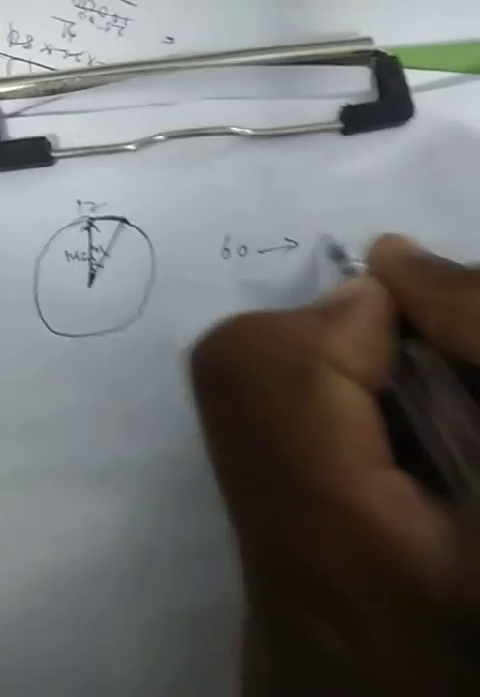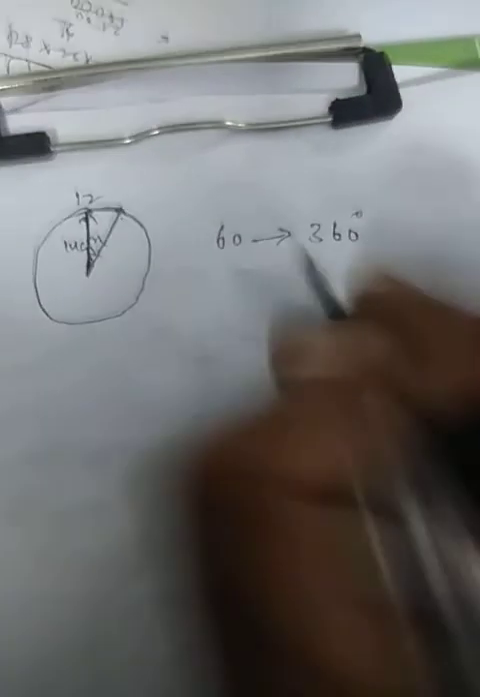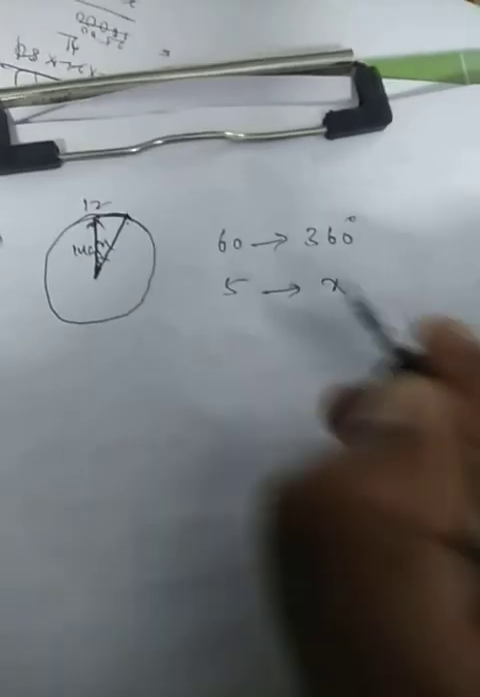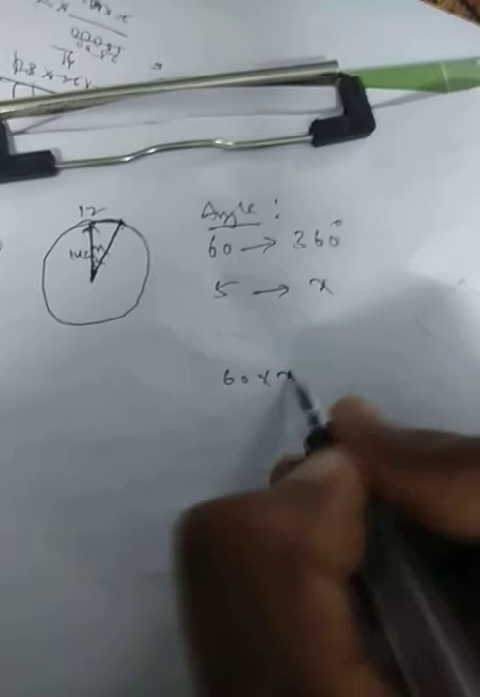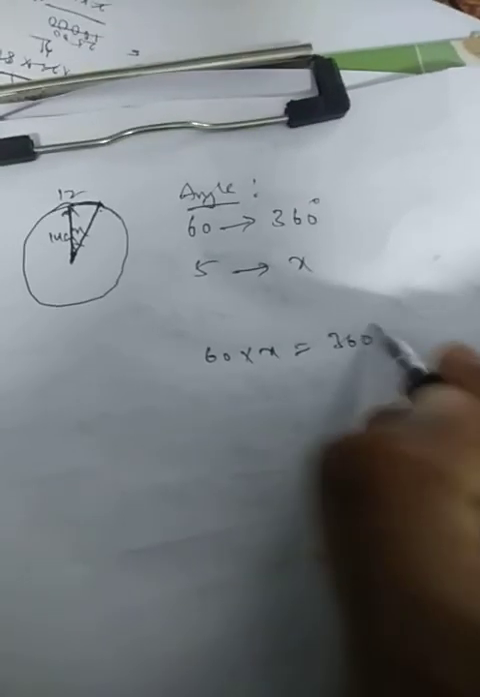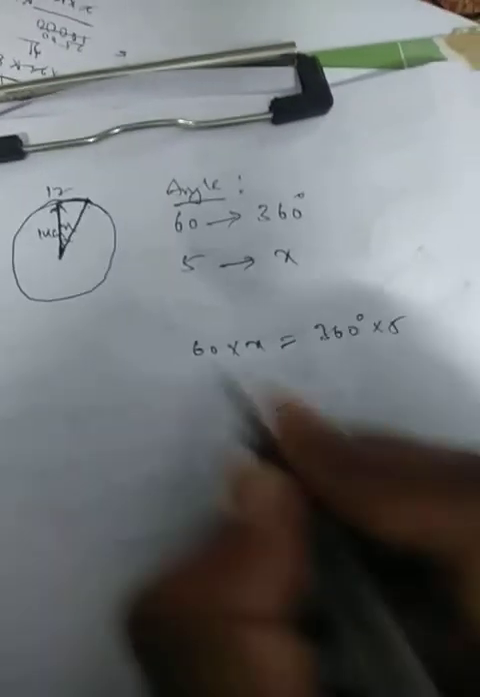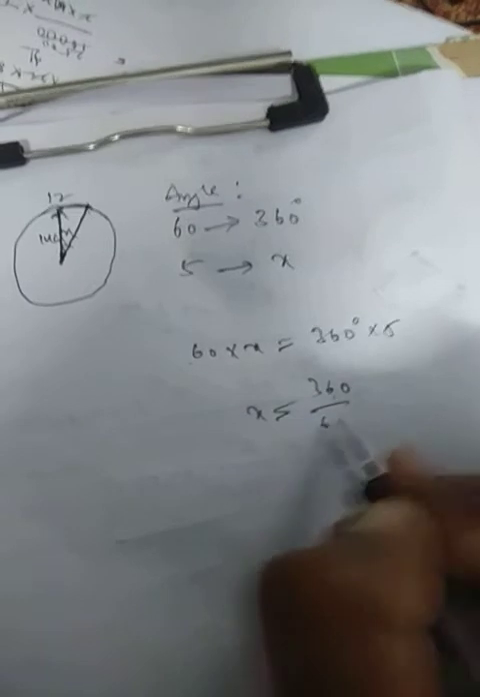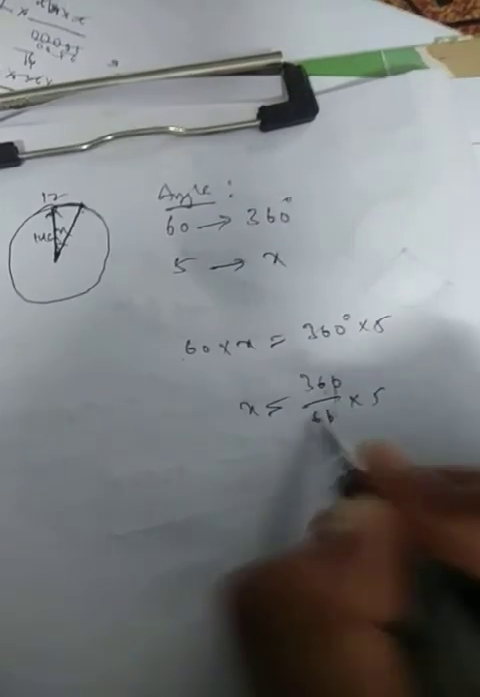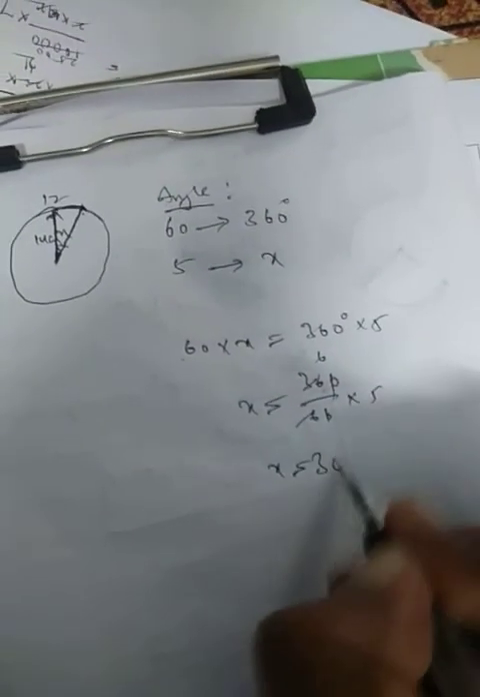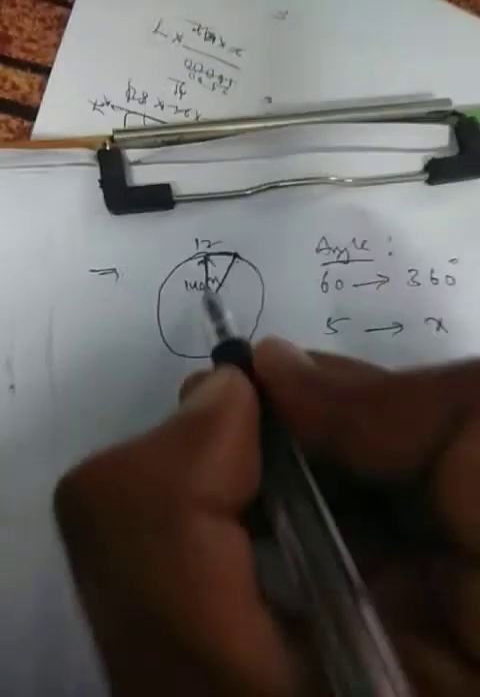Otherwise, simply I can tell: for 60 minutes the angle covered is 360 degrees. For 5 minutes, let us take the angle as x, unitary method. I am finding the central angle. So 60 into x is equal to 360 degrees into 5. x is equal to 360 degrees by 60 into 5. 6 1s are 6, 6 6s are 36. So this will be 30 degrees.